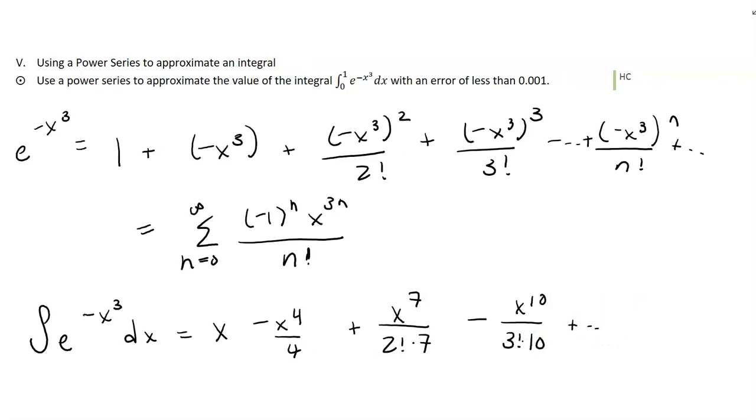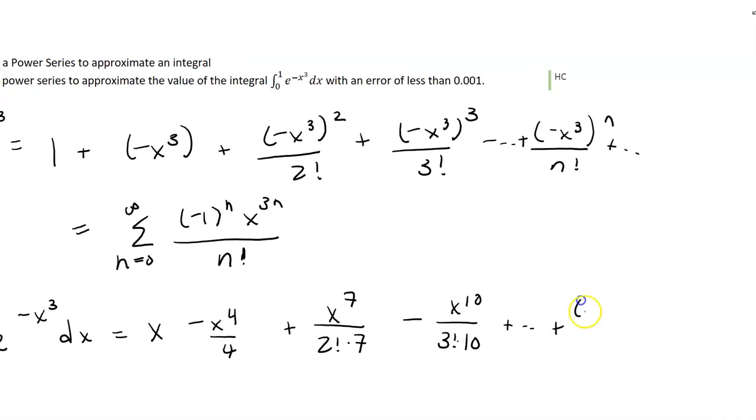And for the nth term, we would have negative 1 to the nth power. That's not going to change. We would have x to the 3n plus 1 divided by n factorial times 3n plus 1. So that's going to be our series.